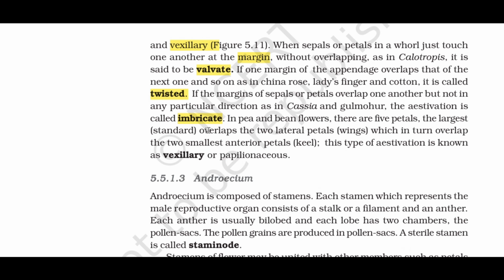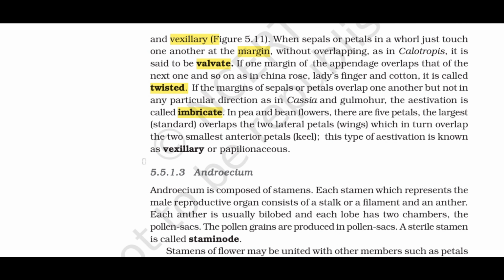In pea and bean flowers, there are 5 petals, the largest, standard, overlaps the 2 lateral petals, wings, which in turn overlap the 2 smallest anterior petals, keel. This type of estivation is known as vexillary or papilionaceous.